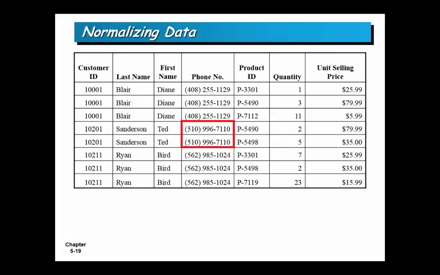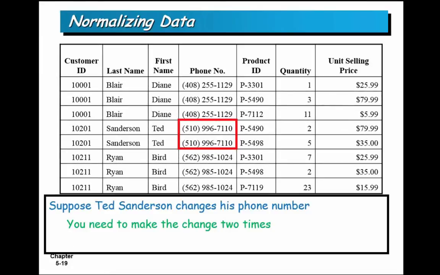Okay, let's go through an example. So you have, this is like a flat file. This is not normalized data. And you have Ted Sanderson, 2 records for Ted Sanderson, customer ID number 10201. If you wanted to change Mr. Sanderson's phone number, you'd have to find both of his records and make sure to change it every time. Otherwise, you'd have inconsistencies between Ted Sanderson's data. So this is non-normalized data. This is first normal form data, not third.